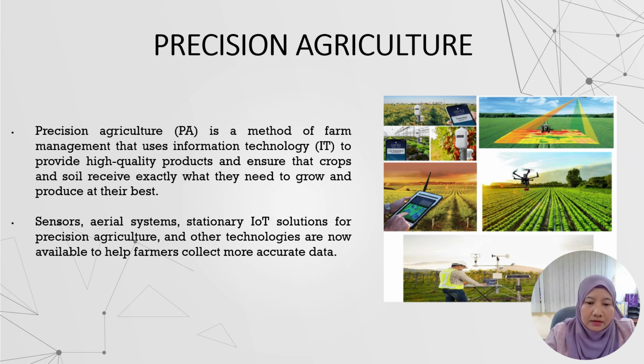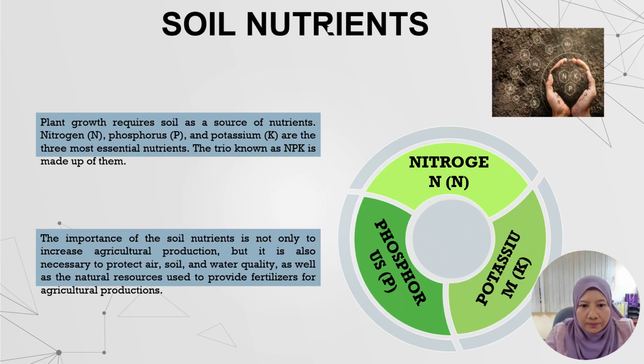Precision agriculture is a method that uses IT to provide high quality products, to ensure that crops and soil receive exactly what they need to grow and produce at their best. The sensors, area systems, stationary IoT solutions for precision agriculture and other technologies are now available to help farmers collect more accurate data. In this project we use Node Red to provide an online monitoring system, to give us the best data to collect and analyze, to know what is best for the plant growth.